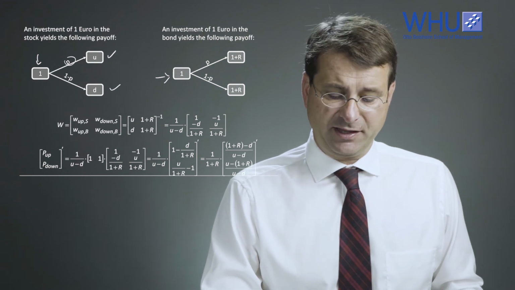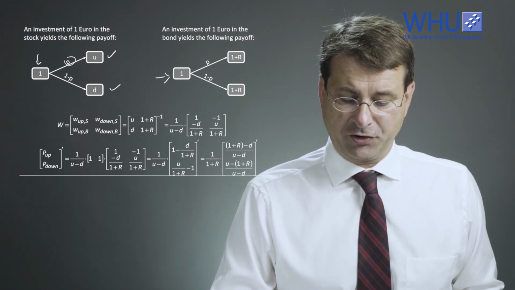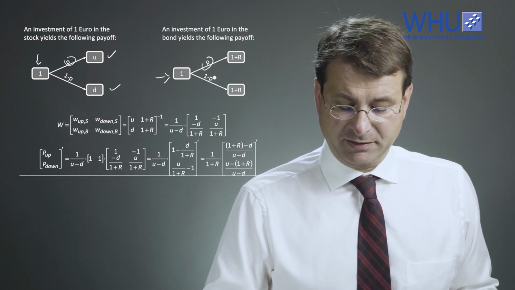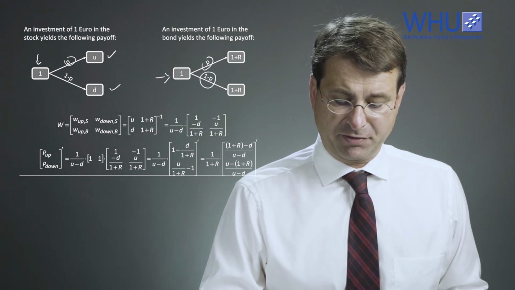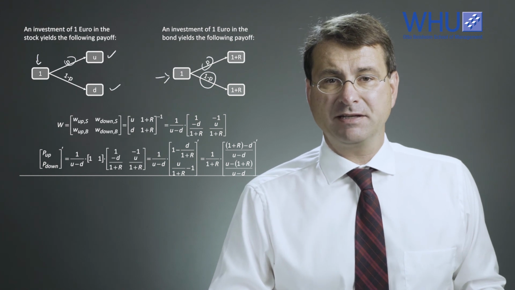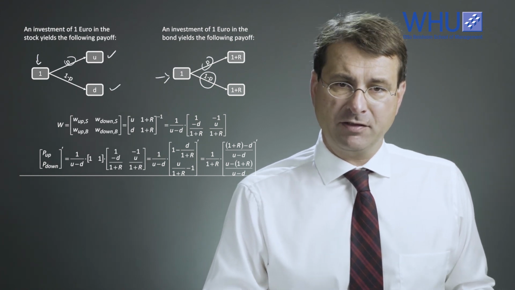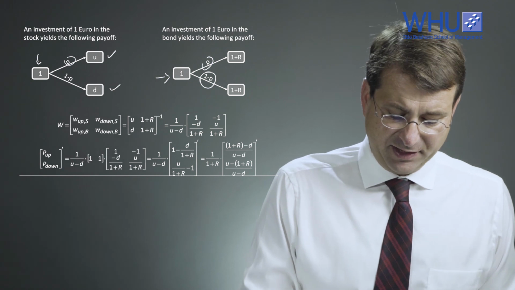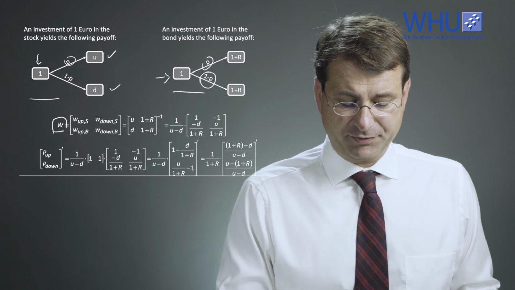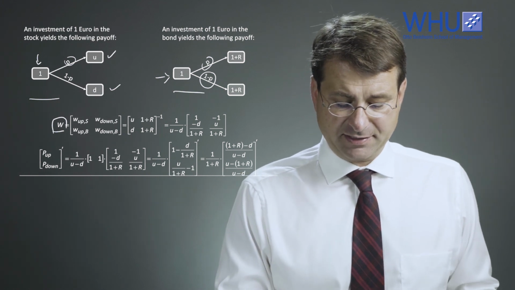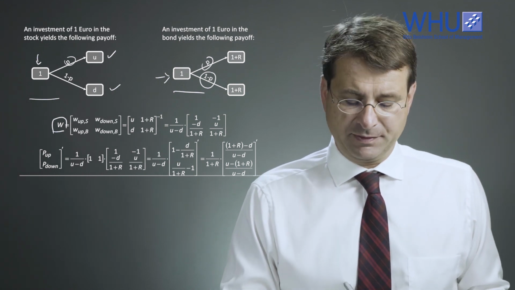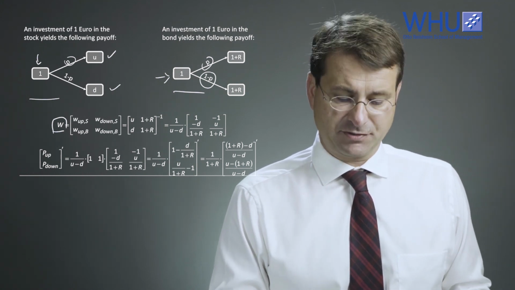The bond is riskless and therefore it does not depend on the state which is going to occur. The upstate probability is P, the downstate probability is 1 minus P, but the price of the bond in both states is 1 plus R. Now, if we apply the same principle that we have derived earlier based on the numerical example, what we can say is that the weighting matrix for the stock and the bond is nothing else but the inverted cash flow matrix, the inverted payoff matrix of the cash flows.